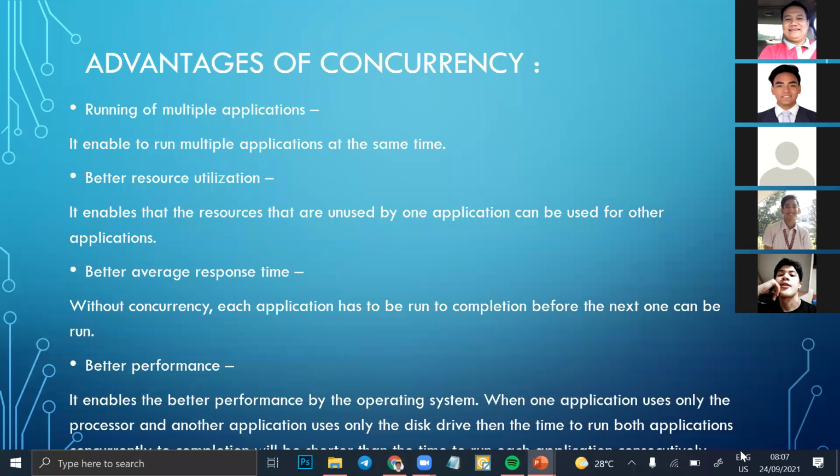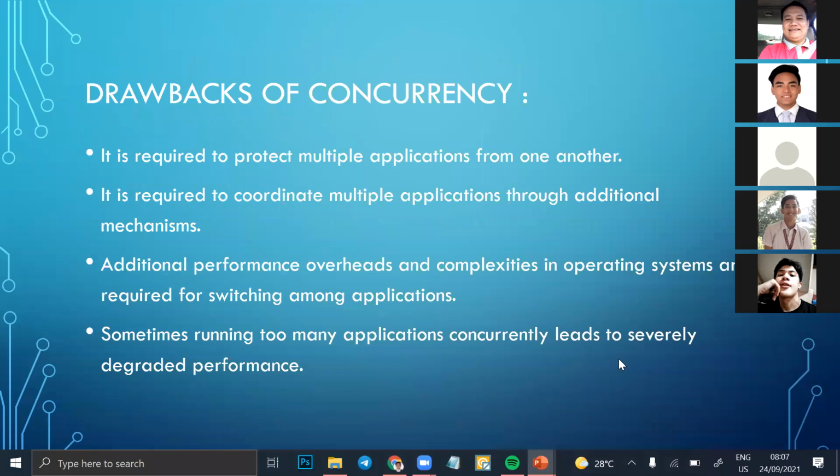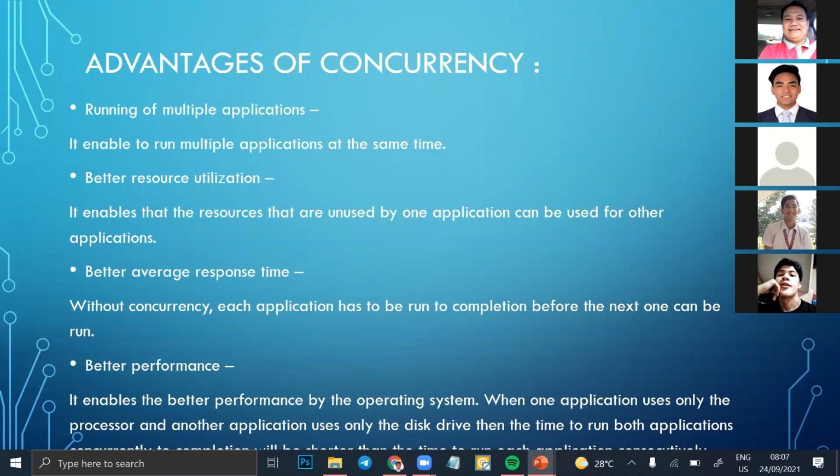The next one is better performance. It enables better performance by the operating system. When one application uses only the processor and another application uses only the disk drive, it is possible to run both applications at the same time. So it provides better performance on your operating system, because a different application can use the processor and your disk drive at the same time to utilize the performance of your operating system.